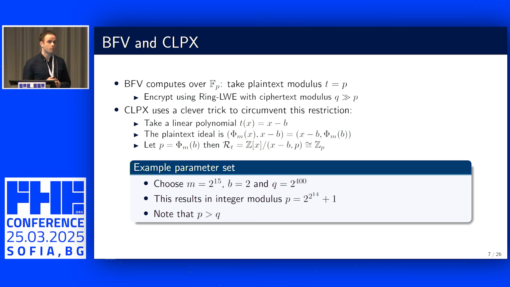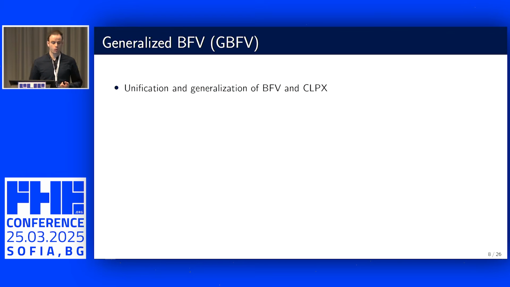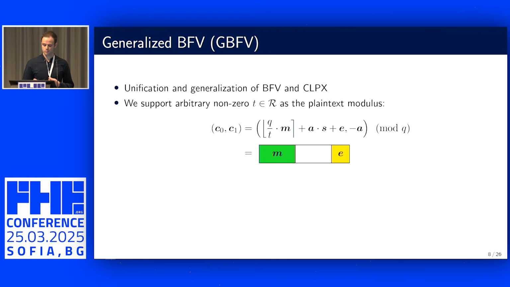Let me get back to this parameter example that I gave earlier, where we had for p this 2 to the 14-bit number. In this example, you can see that we indeed solved the BFV limitation, since we have a p which is greater than q, and this is simply impossible in regular BFV. We introduce our new generalized scheme, abbreviated to GBFV, as a unification that accommodates both BFV and CLPX.